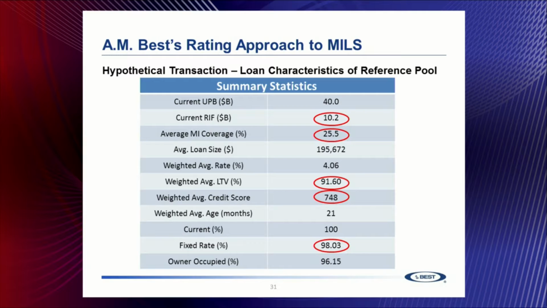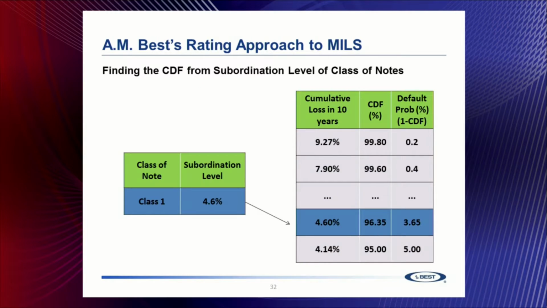Before I continue, I just want to remind the audience that we are always using a hypothetical transaction as an example. In the next few slides, we'll use note class 1 as an example to show how to get to the CDF from the subordination level of the class of notes. Remember that the subordination level of the class 1 note of the hypothetical transaction is 4.6% of RIF. From the model output, we list the 10 years cumulative loss of the reference pool in descending order, as shown in the table on the right-hand side.